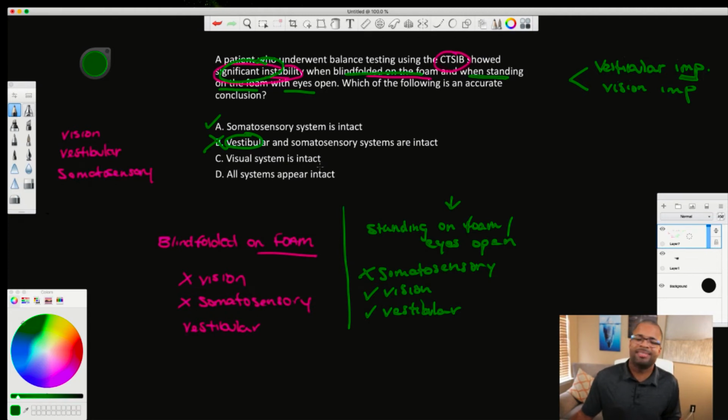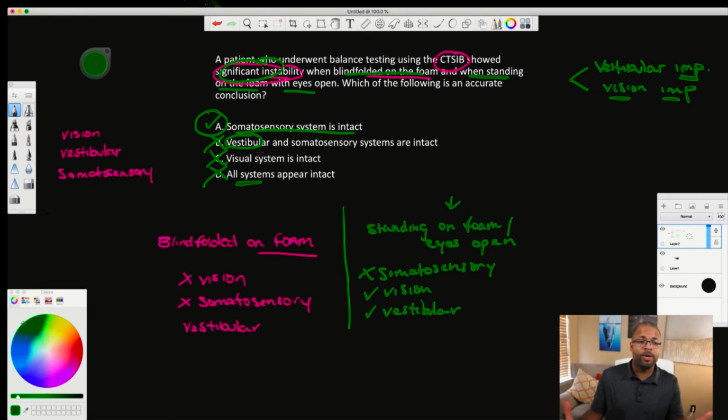Visual system is intact. That can't be right either, y'all, because we already said vision is impaired. Put an X next to it. D, all systems appear intact. We got to put an X next to that one because we know all the systems aren't intact. Both visual and vestibular are both impaired. So that gets you X's for B, C, and D, leaving us with our final answer, our best answer of A. And so that's how we go through figuring out what exactly is intact, what is impaired.